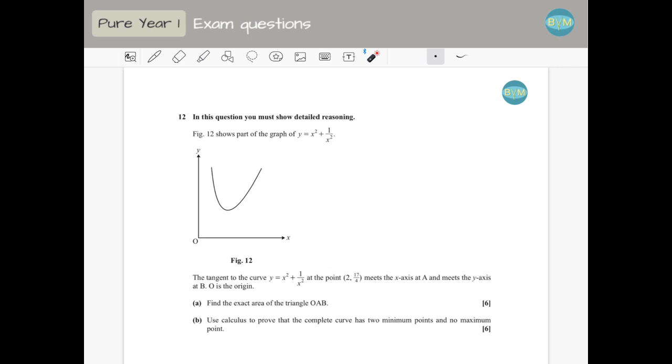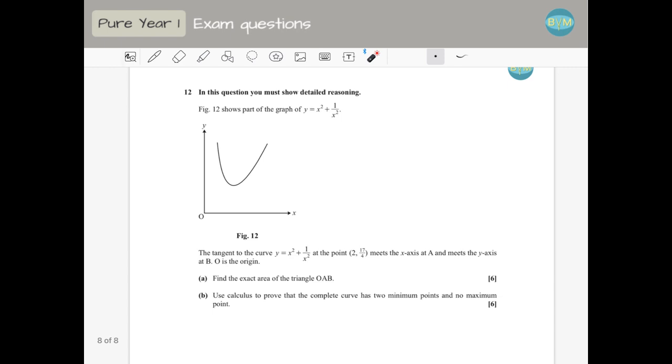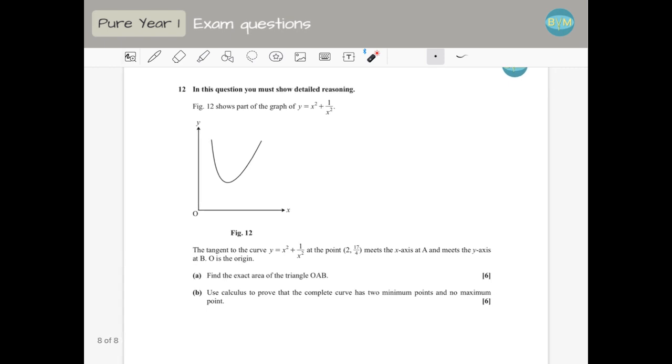Hello, this is question 12 on your November 2020 paper 1 from OCR MEI, the AS paper, and it is a differentiation question. We have part of the graph y equals x squared plus 1 over x squared. The tangent to the curve at the point (2, 17/4) meets the x-axis at A and the y-axis at B, and O is the origin. So let's say that our point is here and the tangent meets the axes in those two points.